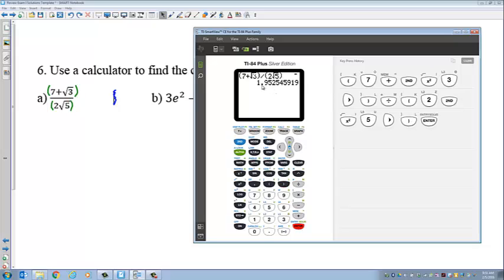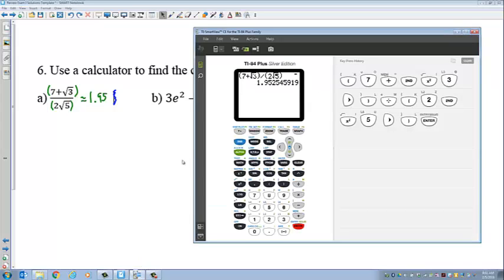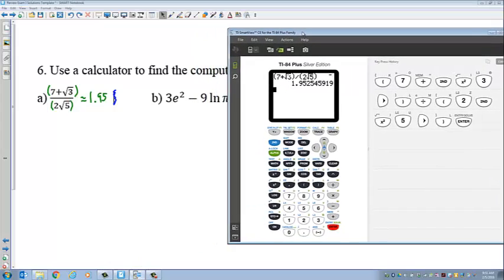And we're going to round this to 2 decimal places. So when I round this to 2 decimal places, that 2 means you just drop off all the stuff, and you get 1.95. So this is approximately 1.95. And so that's how you do this one on your calculator.